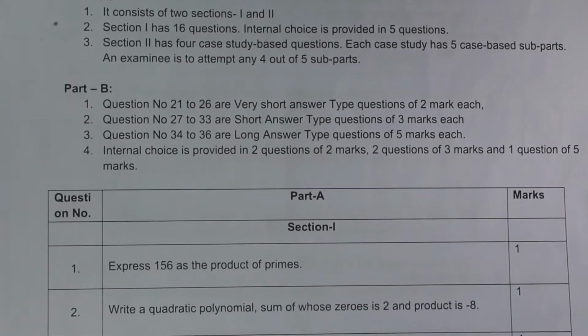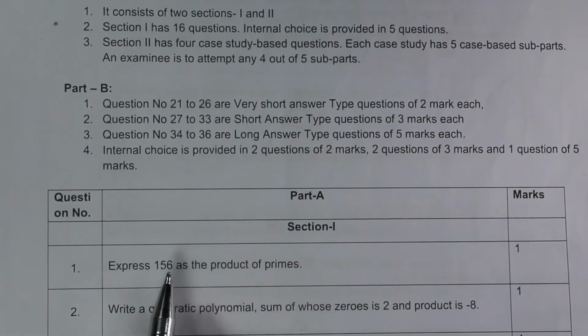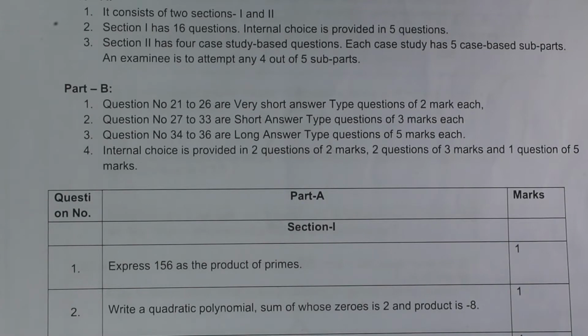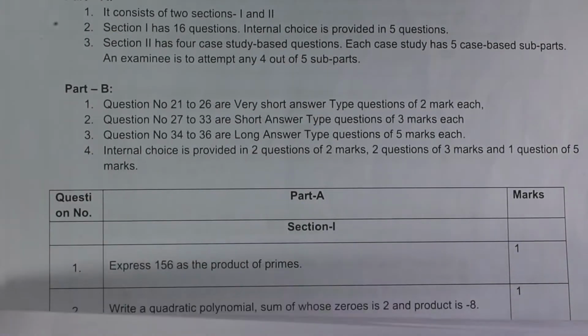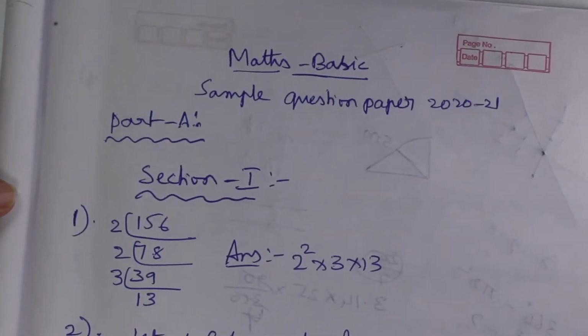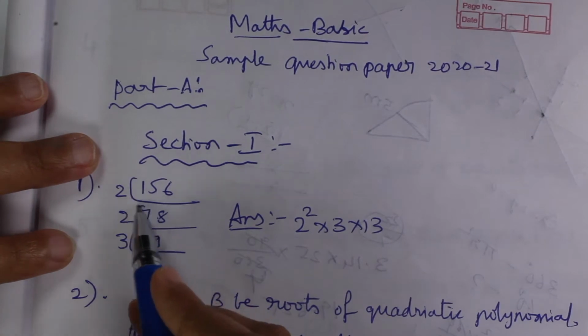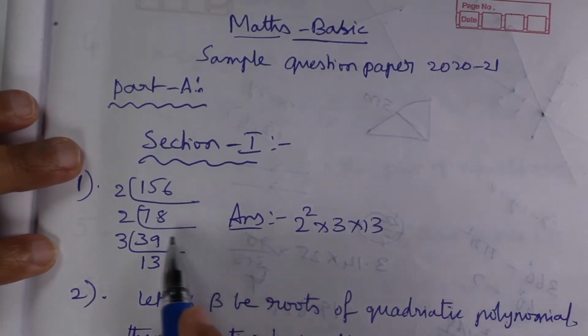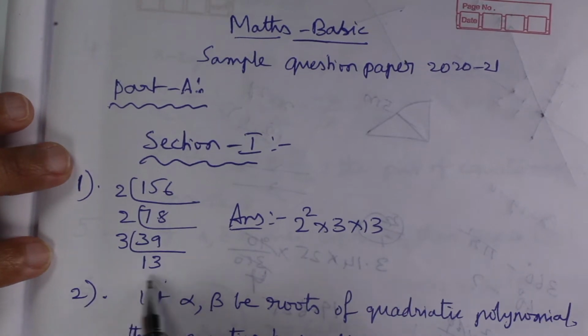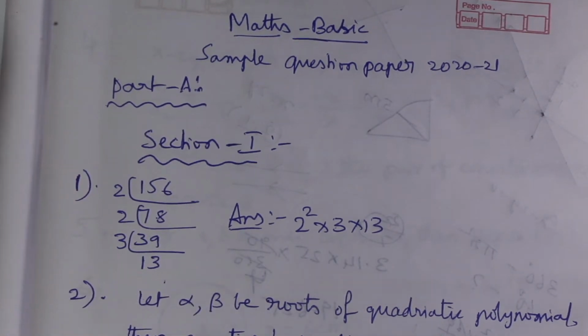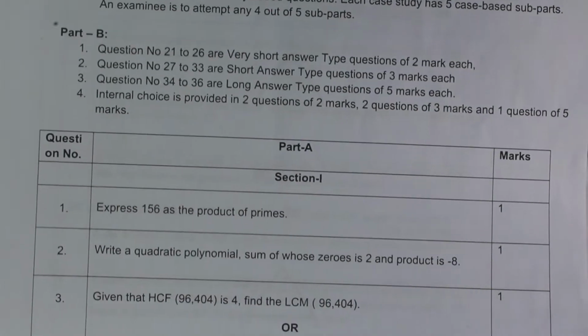So the first problem is: express 156 as the product of primes. This is nothing but the LCM method of factorizing 156 and writing it down as a product of primes. So here is the solution. You can see here 156. I have taken the LCM for 156 and it came out to be 2 into 2 into 3 into 13. So this is the answer for the first problem. Now let's look at the second problem.